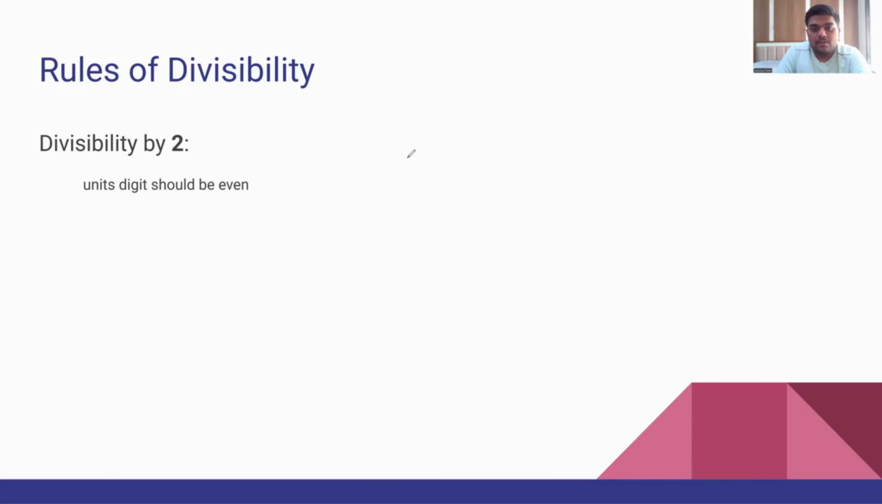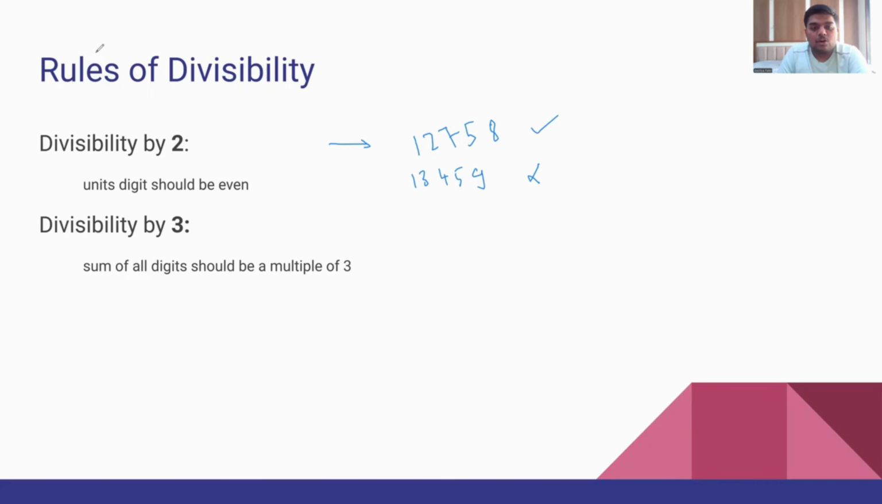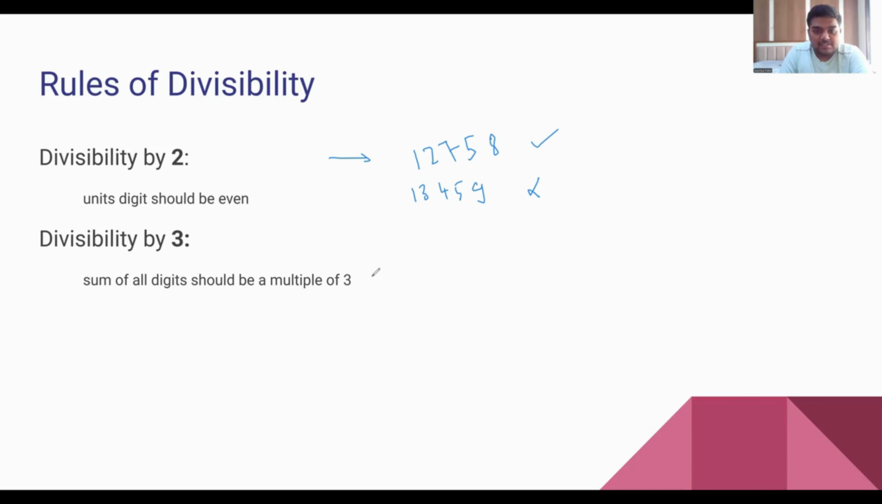For example, 1, 2, 7, 5, 8. This is divisible by 2. 1, 3, 4, 5, 9. This is not divisible by 2. Okay. Then comes divisibility by 3, wherein the sum of all the digits should be a multiple of 3. So a multiple of 3, as seen earlier, is 3, 6, 9, 12, and so on.